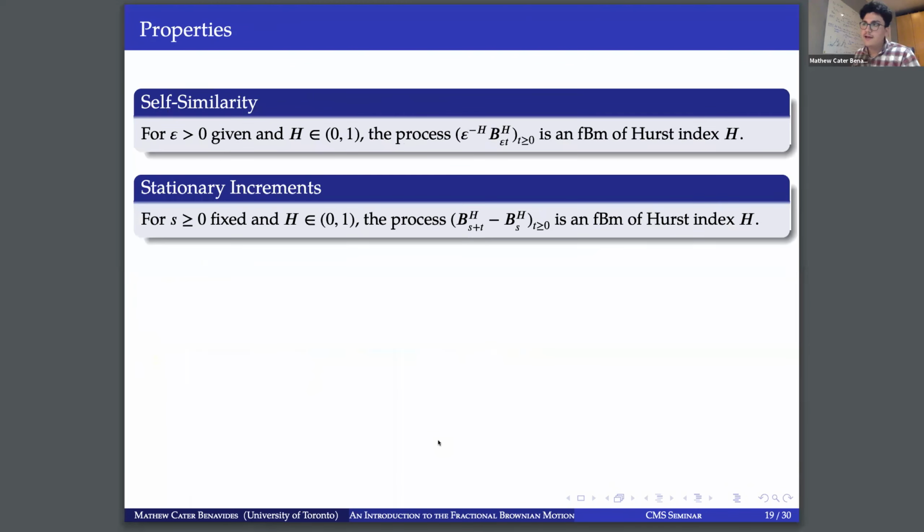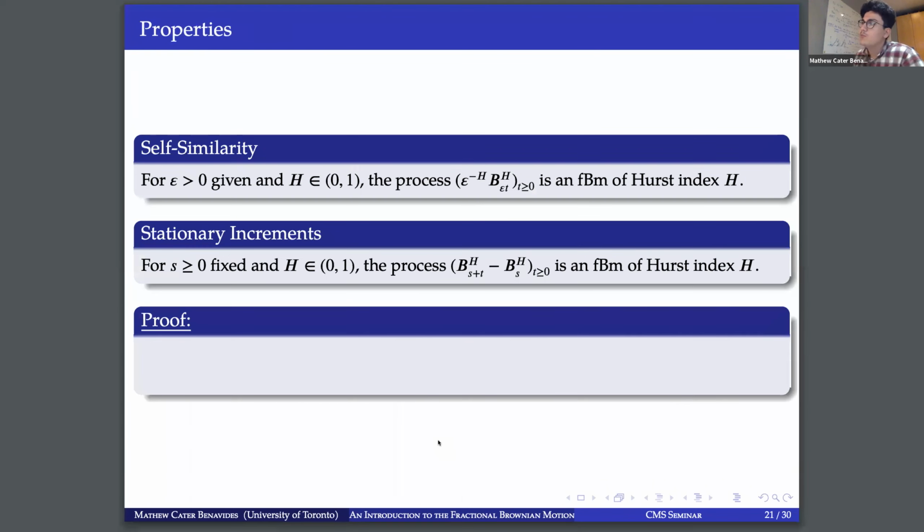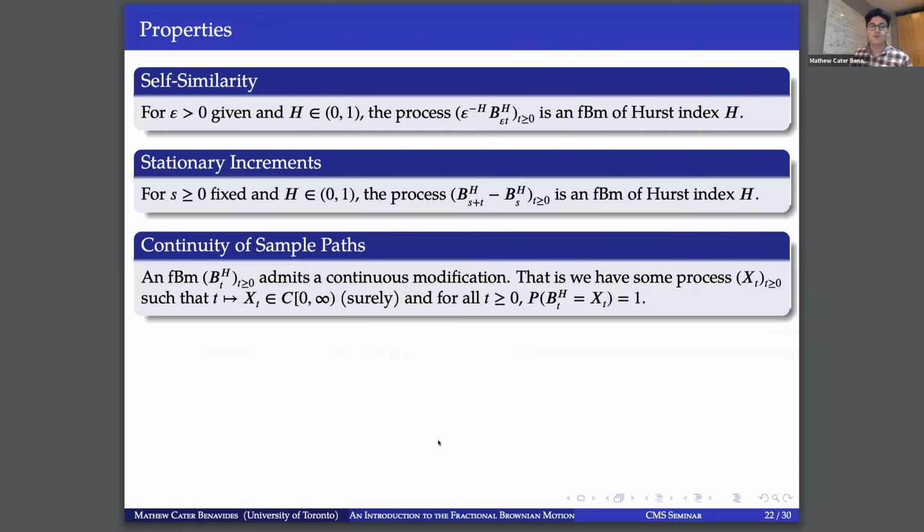The reason I didn't do it then is because it requires a little bit more machinery and I did not want to skip the proof entirely. So continuity of sample paths is something that's a little bit indirect, in the sense that what we're going to do is take the process and show that it admits what we're going to call a continuous modification.